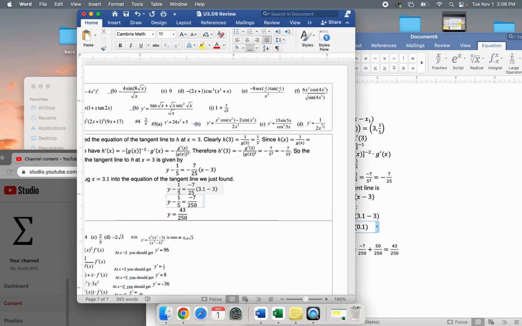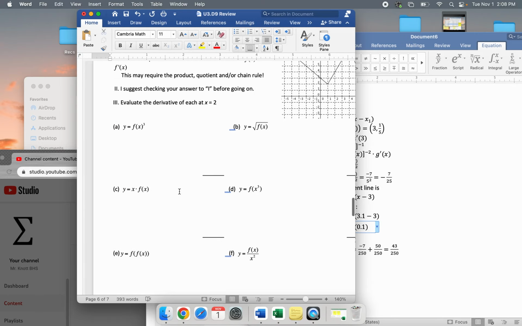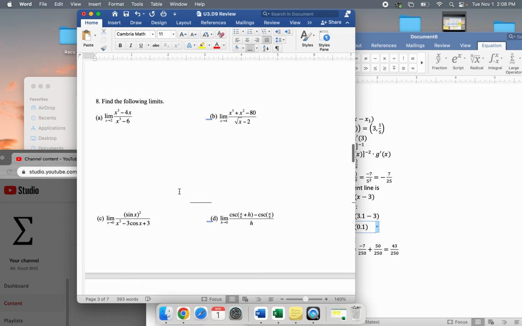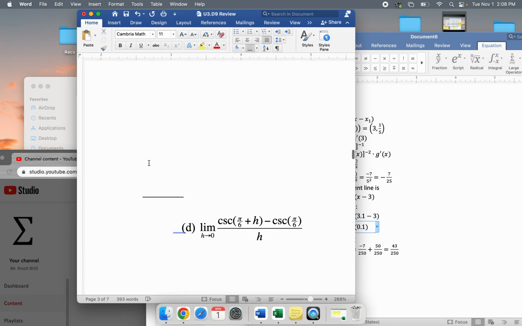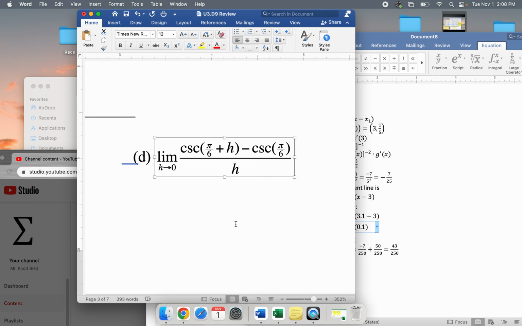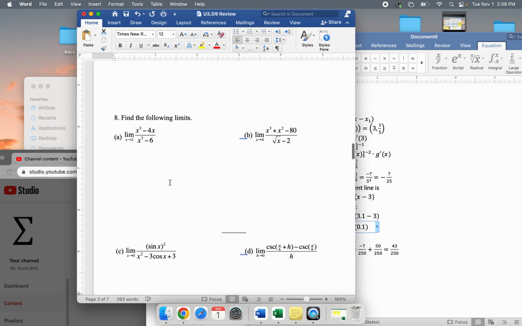All right, so that is number 7. Now we're moving on to number 8. Evaluate the following limits. These are probably all L'Hopital rule problems. Although this guy right here, I can tell you right now, is actually one of those derivative in disguise problems. You guys remember that? Limit as h goes to 0 should be a dead giveaway. I think you can theoretically use L'Hopital on this, but it's kind of stupid to do so. This is just giving you the derivative of cosecant at pi over 6. So just find the derivative of cosecant at pi over 6. But anyway, the rest of them are probably L'Hopital.